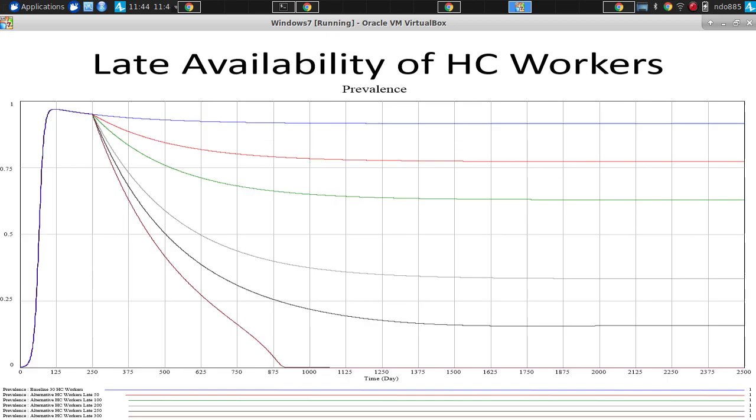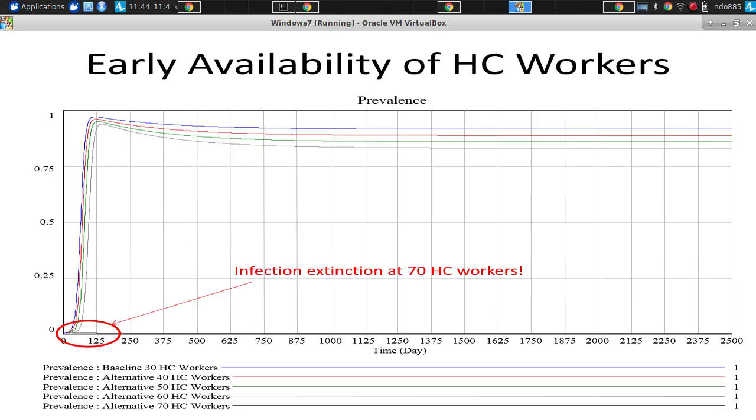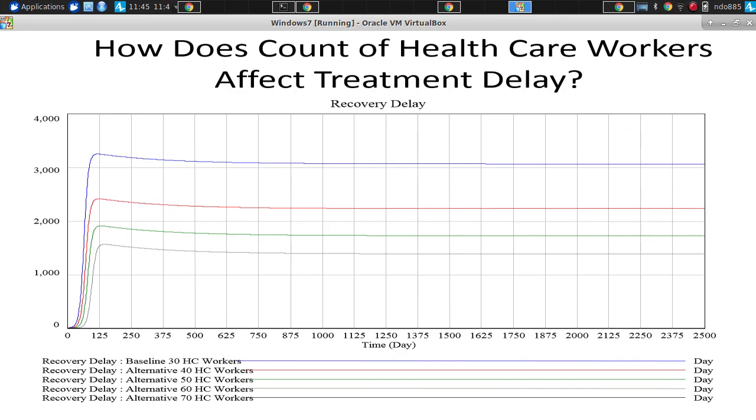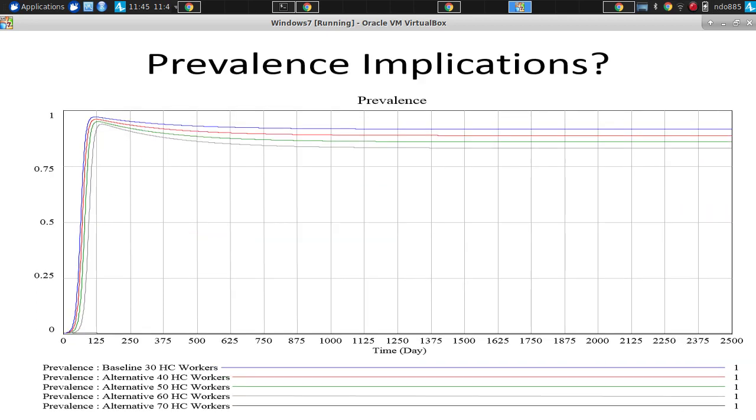This is a description of that. And there are certain conditions where natural recovery is very difficult. Now the interesting thing is, what we've just seen is early availability of healthcare workers. What I'm considering here is the prevalence and the waiting time, the recovery delay. If you have those healthcare workers from the start, we see it's very nonlinear. Doubling the number of healthcare workers doesn't lead to half the prevalence. It actually is very stiff until you reach a certain point, and then it's a game changer. Then it's a tipping point.